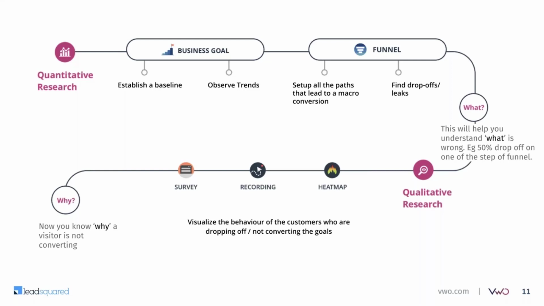In the qualitative analysis, you can use multiple tools such as heat maps, visitor recordings, user testing, surveys to really understand why visitors are dropping off. Why is the conversion not happening? So it's really important to visualize the customer journey and understand the exact reason why a conversion is not happening. Essentially, when you reach this stage, you would specifically look at the data of visitors who are leaking from the funnel or who are not converting for your particular goal.